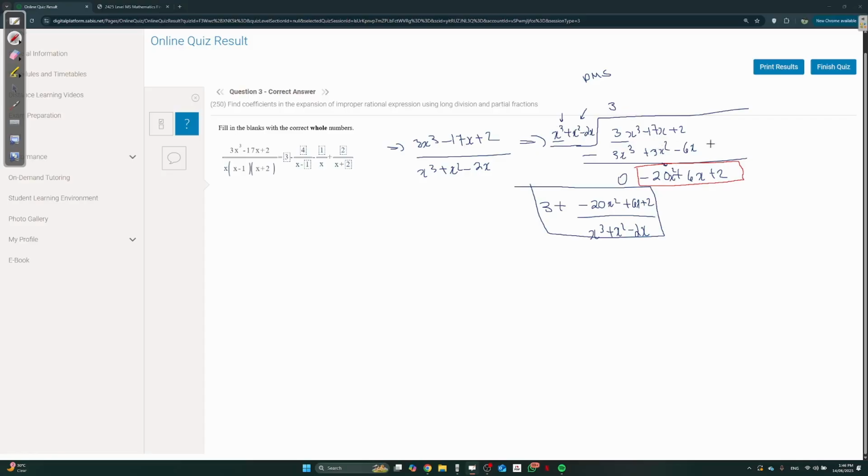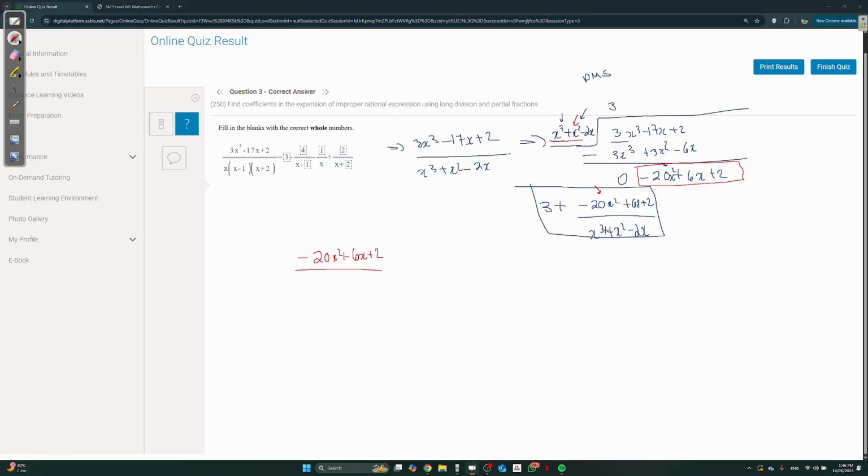So it's 3. The answer of this division is 3 plus your remainder. In math, when we have a remainder, that means we're dividing. It's something over this. That's what the remainder means. Okay? So you now have your fraction that you can do partial fraction decomposition on, because the degree of the numerator is less than the degree of the denominator. So let's do partial fraction decomposition of this: minus 20x squared plus 6x plus 2 over x cubed plus x squared minus 2x.